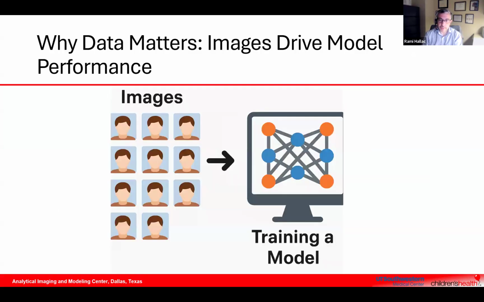To build any reliable AI model, especially in healthcare, high-quality data is essential. In our case, that means images. The model learns by identifying patterns across thousands of examples, so the quality and variety of the images directly affects how well the system performs. Without enough relevant training data, even the most sophisticated algorithm will fail to generalize in real-world settings.